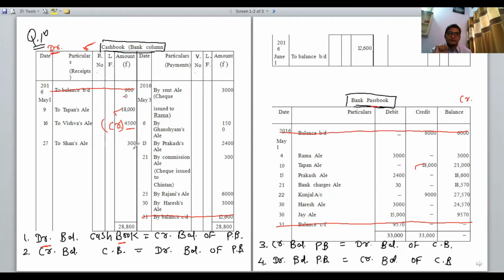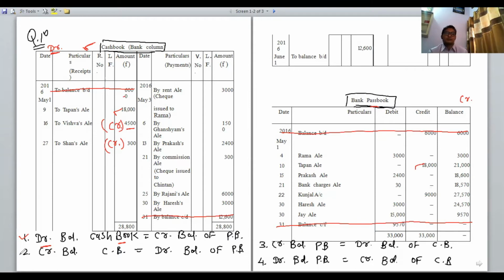Then, there is a debit entry in the cash book which is not recorded on the credit side, so again this entry should be on the credit side of the bank reconciliation statement. This is the first step completed. All debit entries match with the passbook, but two entries are not in the passbook. So these two entries should be in the bank reconciliation statement.